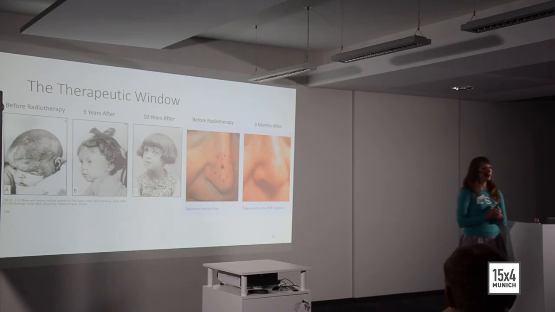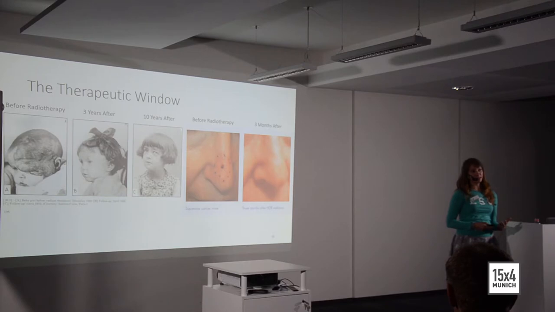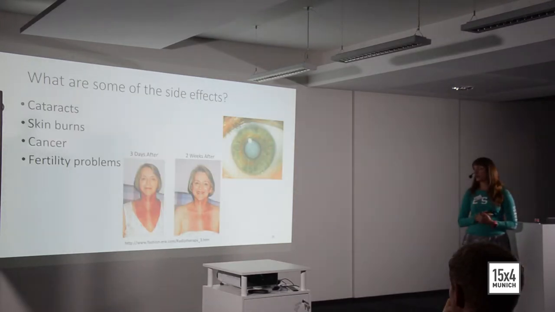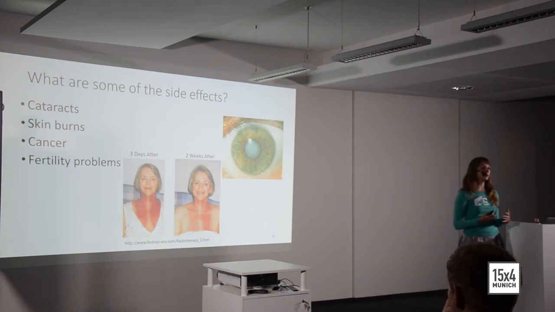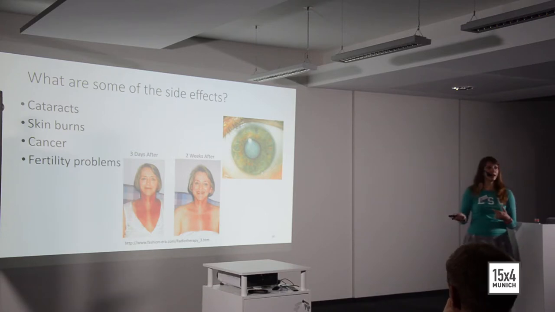So you'll remember that I mentioned we can achieve more damage in the cancer than in the healthy tissues, but that doesn't mean that there's absolutely no damage in the healthy tissues. And this damage that we do cause in the healthy tissues can lead to side effects. So some of the side effects that we see from radiation therapy include things like cataracts and skin burns. The skin burns are basically like really bad sunburns. They do go away after treatment, typically within a couple of weeks.